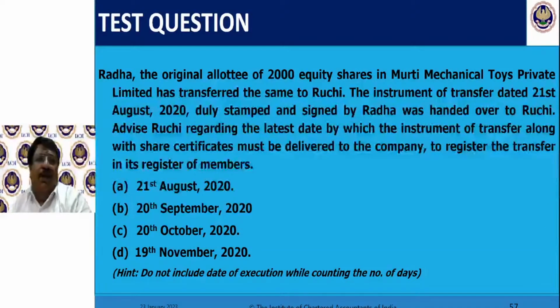Radha, the original allottee of 2,000 equity shares in Murthy Mechanical Toys Private Limited, has transferred the same to Ruchi. The instrument of transfer dated 21st August 2020 was duly stamped and signed by Radha, and handed over to Ruchi. Advise Ruchi regarding the latest day by which the instrument of transfer along with share certificate must be delivered to the company to register the transfer in its register of members.